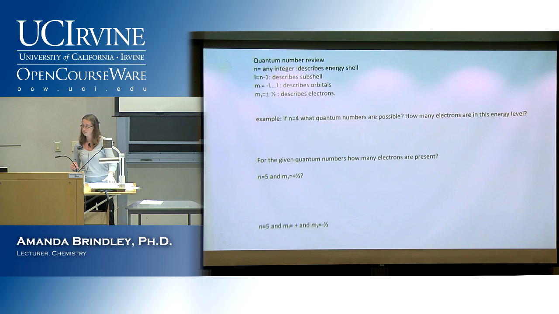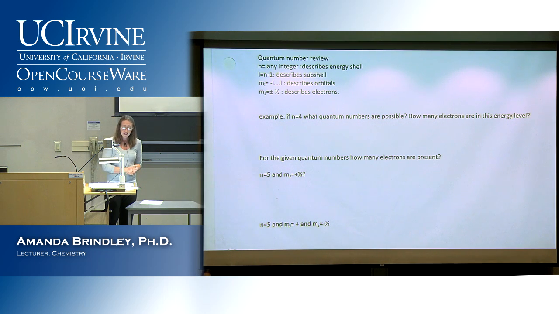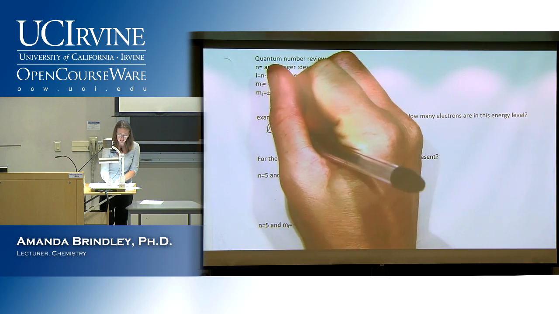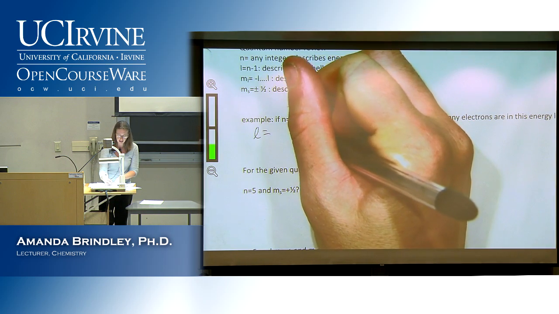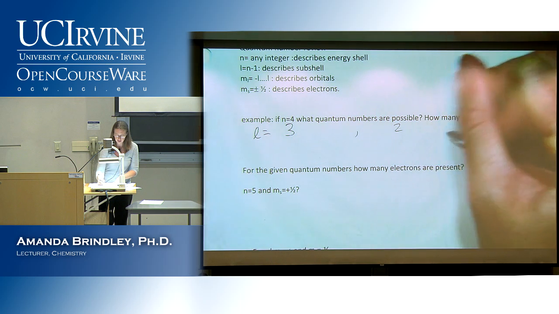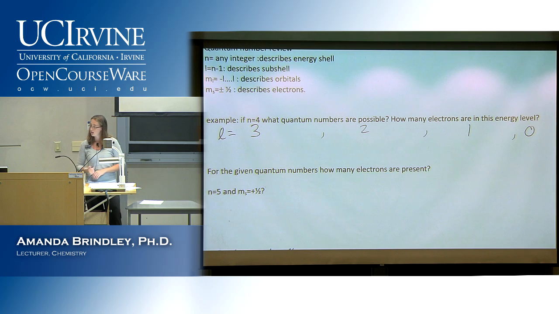All right, next one. Some quantum number review. Okay, this has been a while, right? So, quantum numbers. If n equals 4, what quantum numbers are possible? How many electrons are in this energy level? All right, so when we go through this, what values for l are allowed? n minus 1. So in this case, that's 3, 2, 1, and 0. Now what about m sub l?